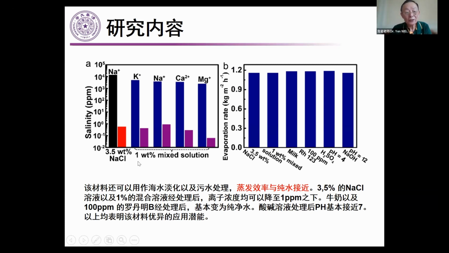All right. Not only seawater, other mixtures are the same way. Polluted water, or sodium hydroxide, or sulfuric acid, or organic stuff, rhodamine, or milk, or mixed solutions, or all kinds of things. We can get almost pure fresh water out.